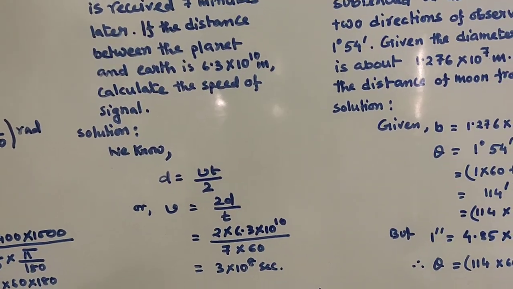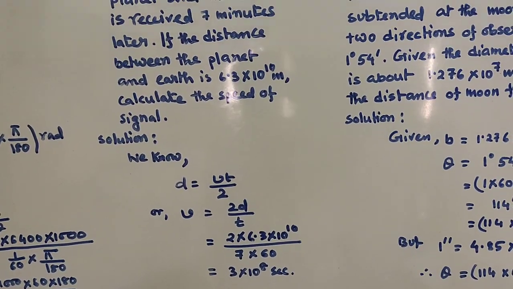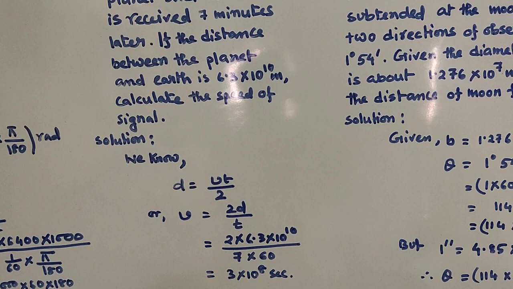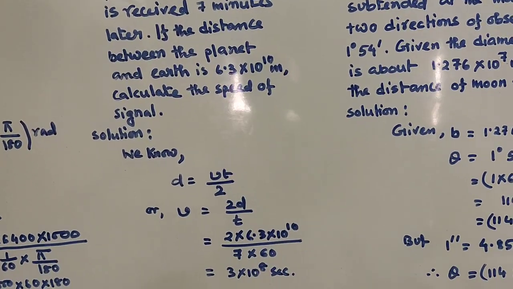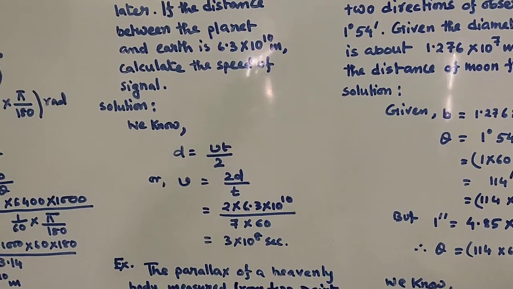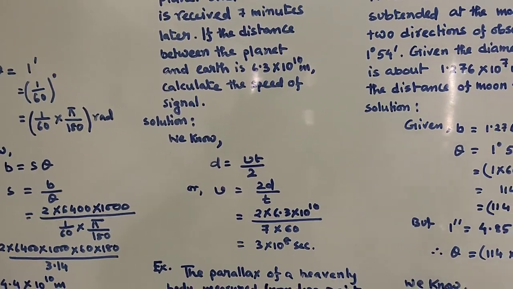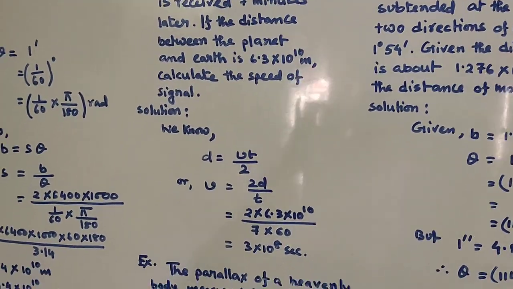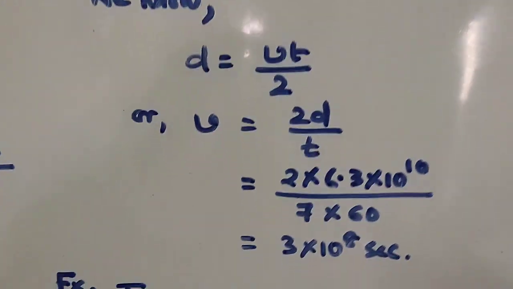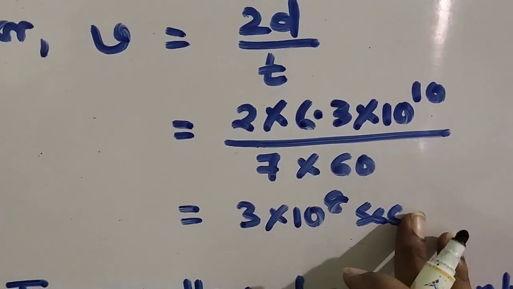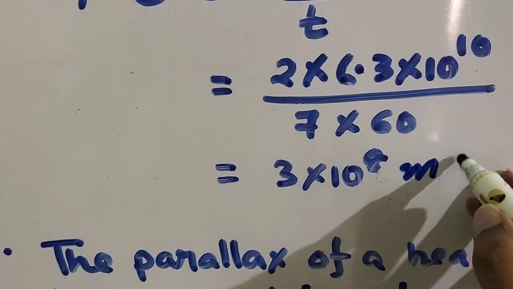6.3 into 10 to the power 10 divided by that is your time. Time is given here as 7 minutes. So in seconds, 7 into 60. If you simplify, you will get 3 into 10 to the power 8. It should be meter per second, not the second itself, because V is your speed, no? So be careful about the unit. It should be 3 into 10 to the power 8 meter per second.